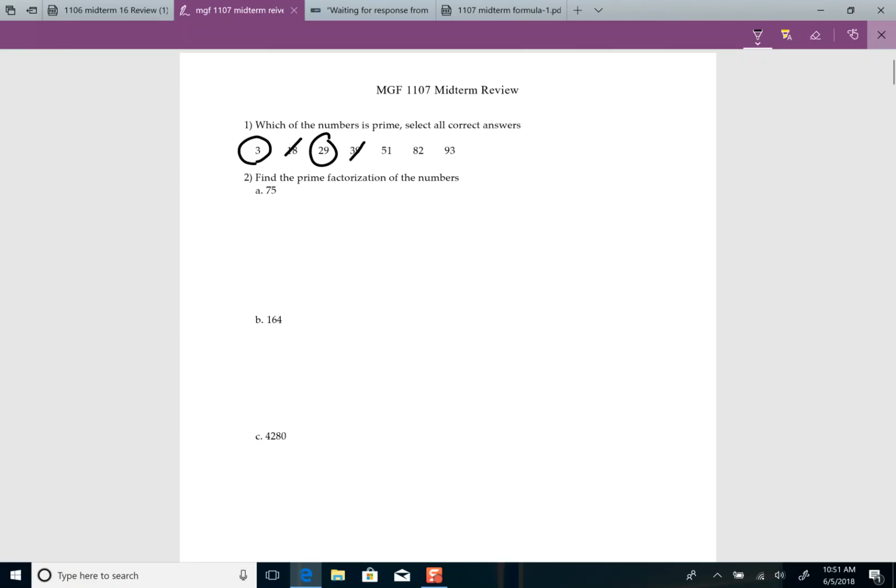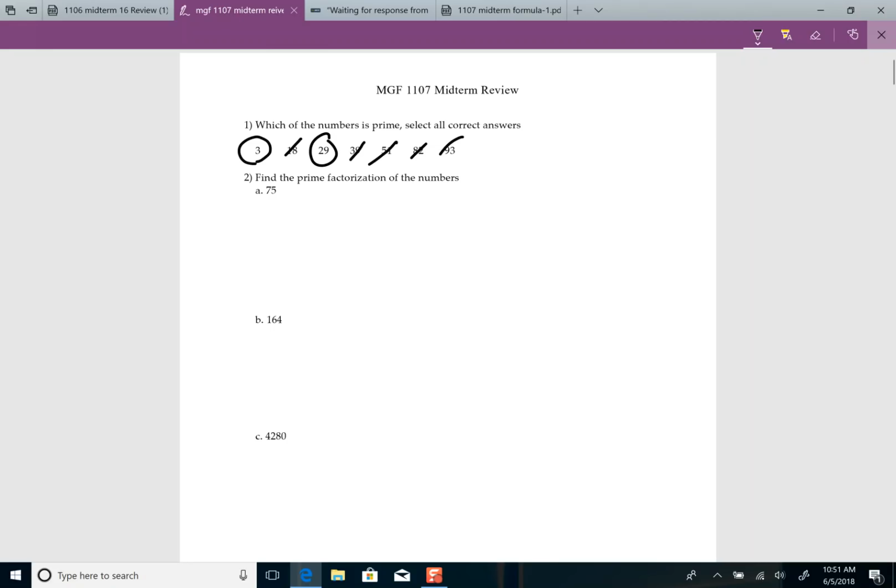Remember those simple rules we had, like if it ends in an even digit, then you can divide by 2? Well, there's also a rule for 3s: if I add the digits together and 3 goes into that number, then it's divisible by 3. So 5 plus 1 is 6, and 3 goes into 6, which means 51 is not prime. 82 is divisible by 2, and 93, same thing again: 9 plus 3 is 12, 3 goes into 12, so 3 goes into 93. So here I have just 2 prime numbers.